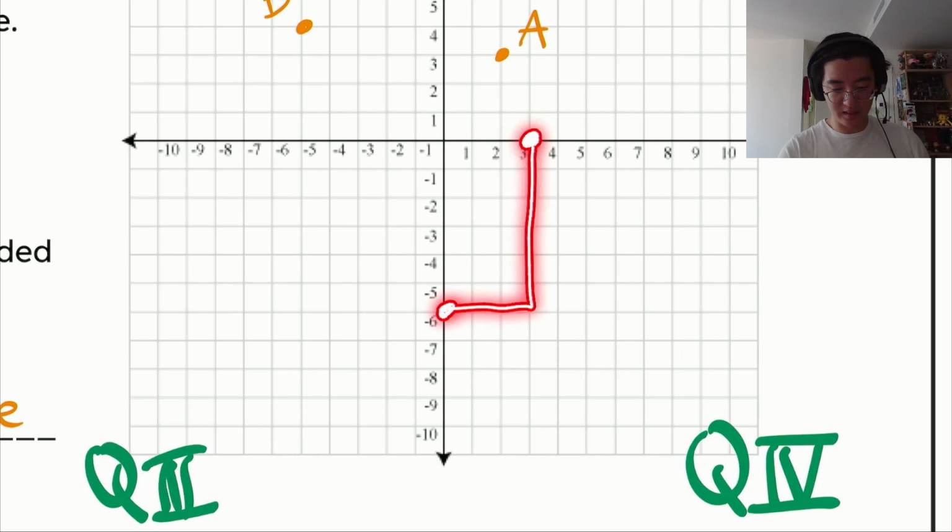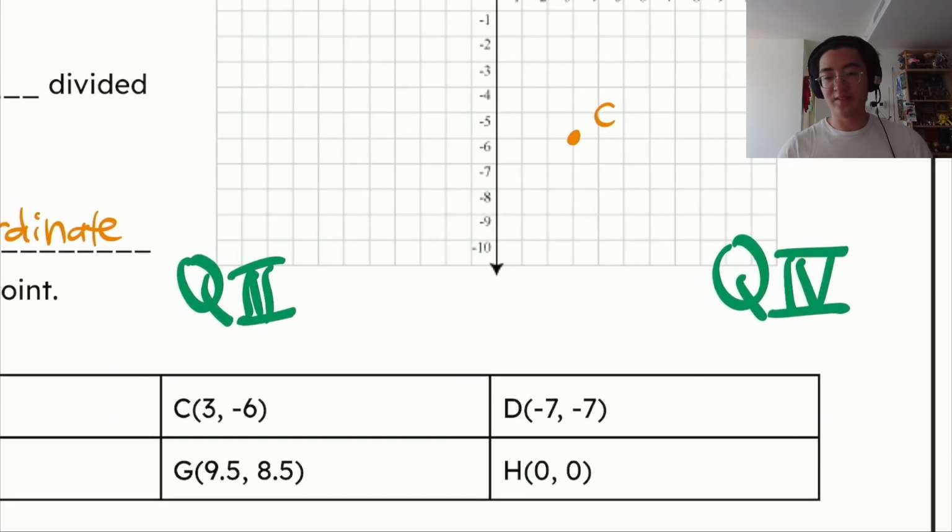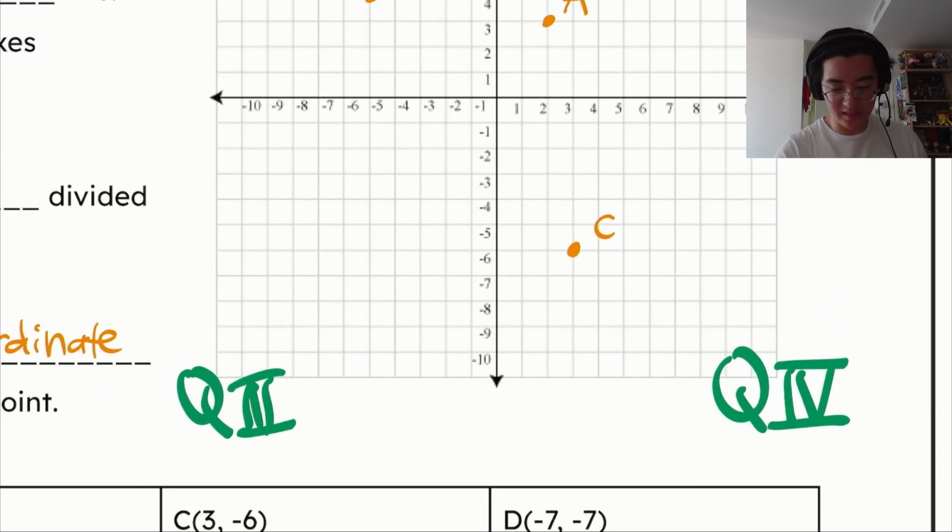So be careful of which letter it is. Make sure it's always x first and then y. Point D is negative 7, negative 7, so that one doesn't really matter which is which, because we've got negative 7 for the x and negative 7 for the y. Those two cross right here. That's point D.